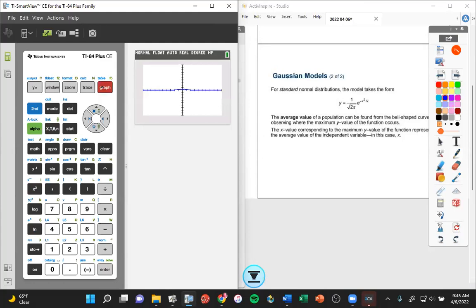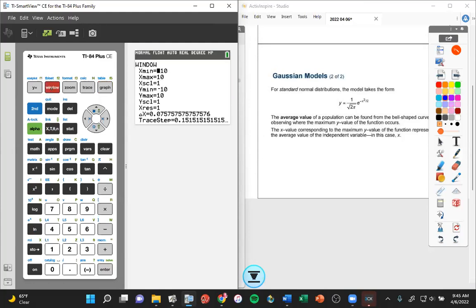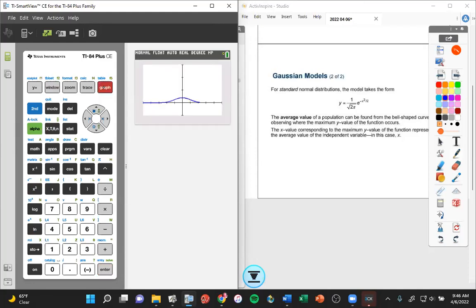Okay, so maybe if I change my window from -5 to +5, counting by ones, and from -1 to 3, counting by ones. That's a little more visible.